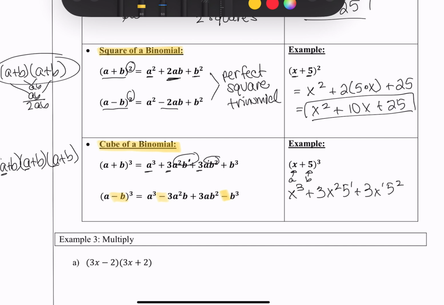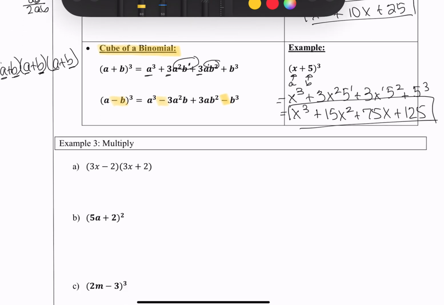Okay, and then my last term, well, that's just going to be 5 cubed, because, again, come back over to this a plus b times a plus b times a plus b. All of those b's get multiplied to give you b cubed, or in this case, 5 cubed. Simplifying, we get x cubed plus 15x squared. Now I got 25 times 3, so plus 75x plus 125.